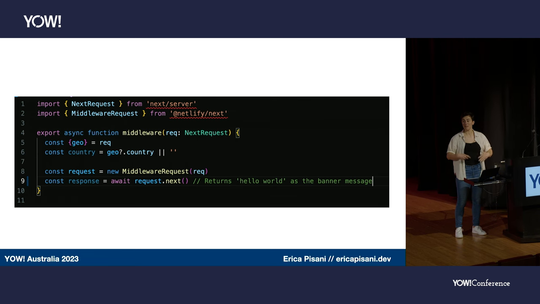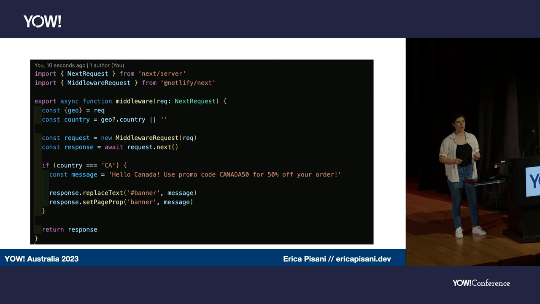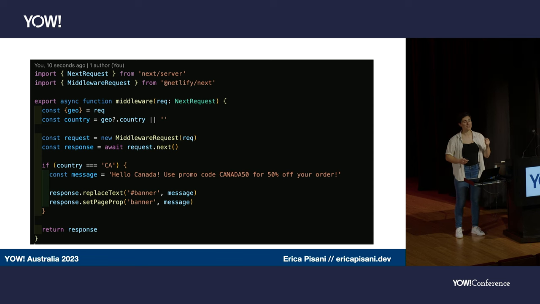Now, to celebrate me being here at YOW today, I want to give my fellow Canadians 50% off their order. So assuming that they're based in Canada, I update the message to contain that promo code. And then the two lines after that, response.replaceText and response.setPageProp. That's where that new middleware request stuff is coming into play. That first method, replaceText, is updating the HTML to contain the message that I want it to contain. And then the next line after that, setPageProp, is updating the Next.js page prop to also contain that same value before sending the response back to the user.